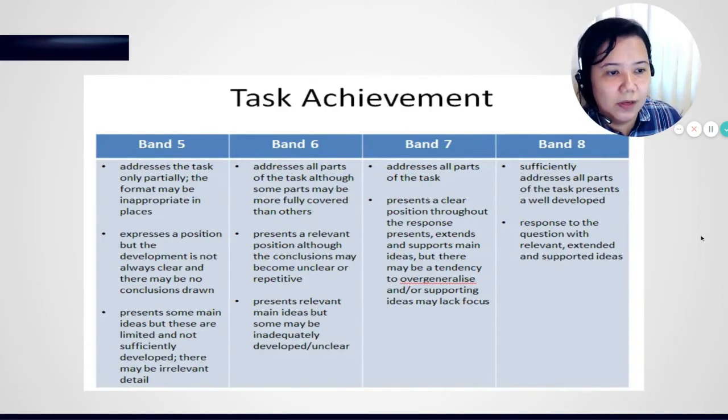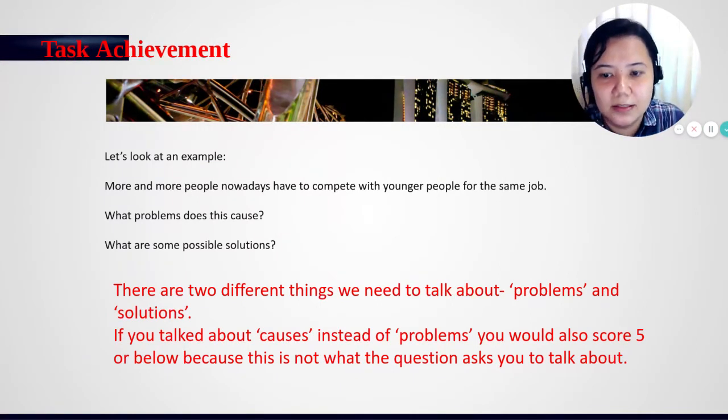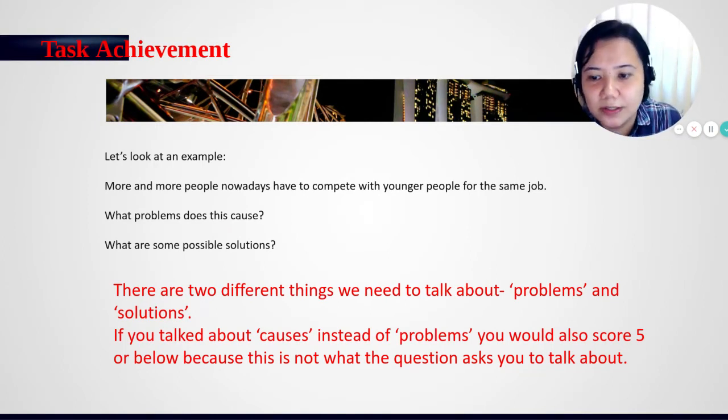So we have here an example. More and more people nowadays have to compete with younger people for the same job. What problems does this cause? What are the possible solutions? There are 2 different things we need to talk about. First, you need to talk about the problems, and then the solutions.